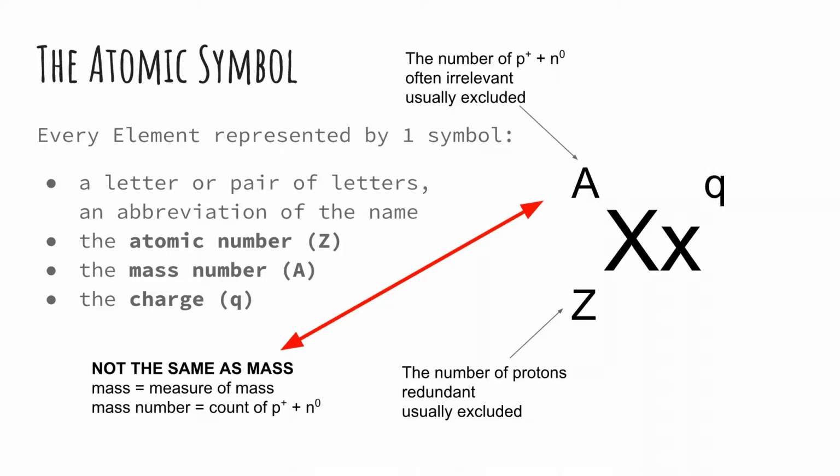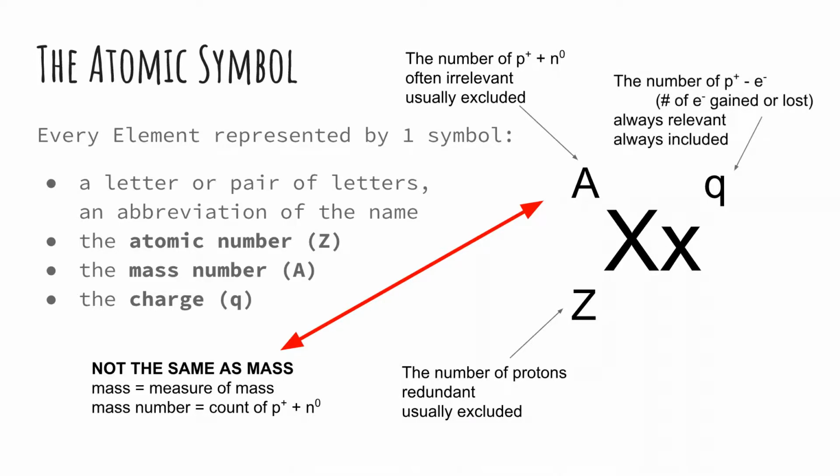Finally, we have Q, the charge of the atom. This is always included, even when it looks like it's not. So Q tells you how many electrons you've gained or lost. Okay? So technically, if you want to think about it in terms of math, it's the number of protons minus the number of electrons. A neutral atom will have the same number of protons and electrons. P minus E will be 0.